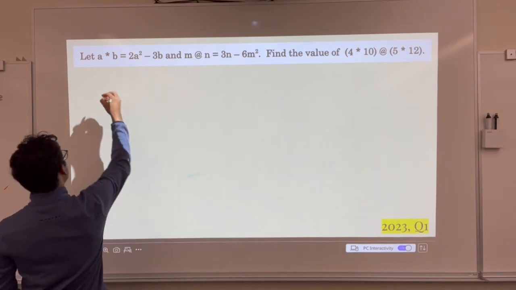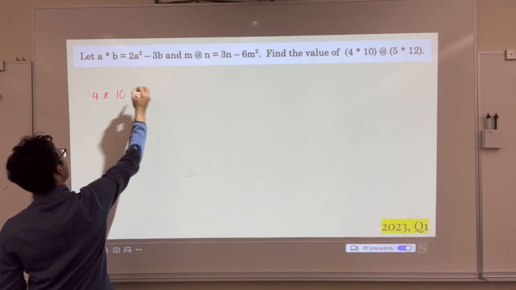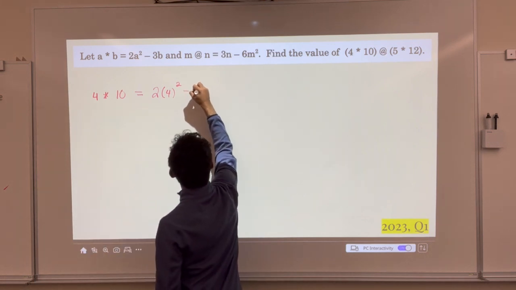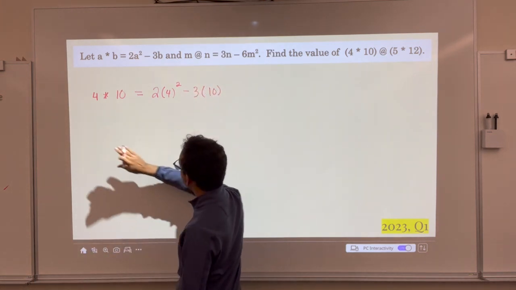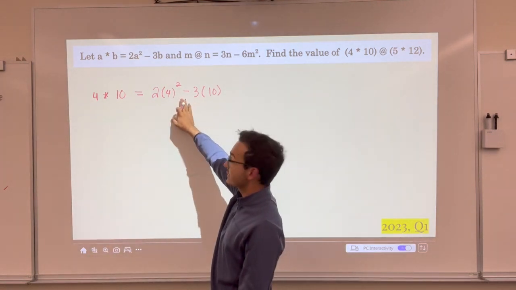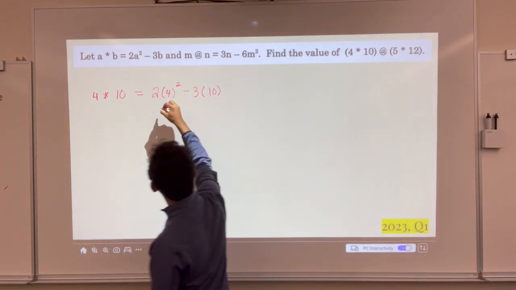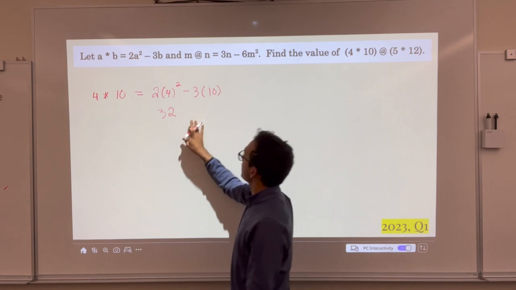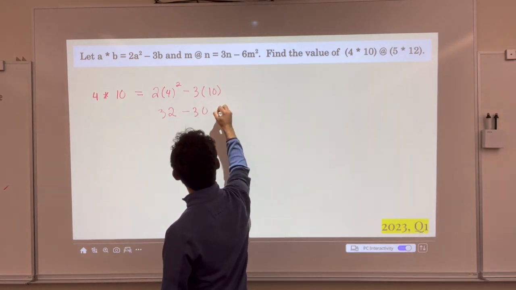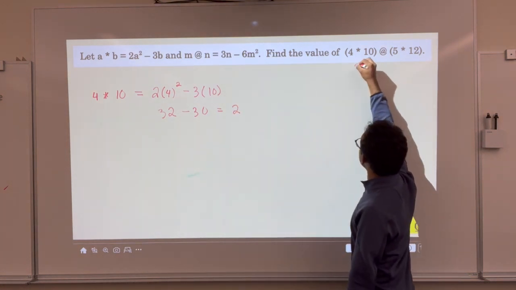So we can do 4 star 10, and we say that 4 star 10 is equal to 2 times 4 squared minus 3 times 10, because a is 4 and b is 10. We know that 4 squared is equal to 16, and we know that 2 times 16 is equal to 32. So we get 32 for this first value. And then we know that 3 times 10 is 30, so we get 32 minus 30, which is equal to 2. So this first value, 4 star 10, will be 2.